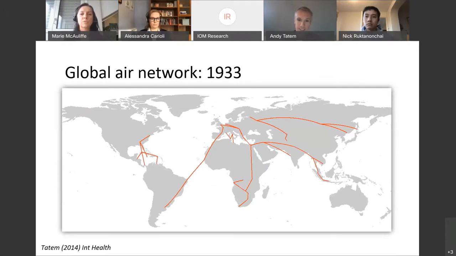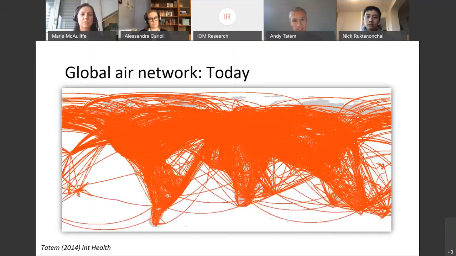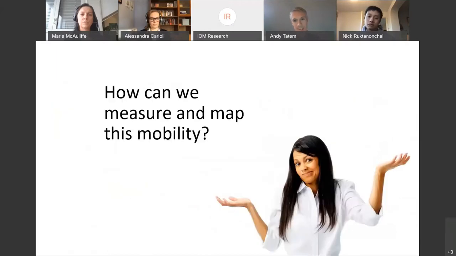So air travel in 1933, this was the network. You could travel to a few places, and it took a long time, about 10 days to go from London to Cape Town, with a lot of stops and a lot of chances of crashing along the way. Nowadays, we have a picture like this where we can pretty much go anywhere and get from one side of the world to the other in 24 hours. So how can we actually start to measure and map this growing mobility?